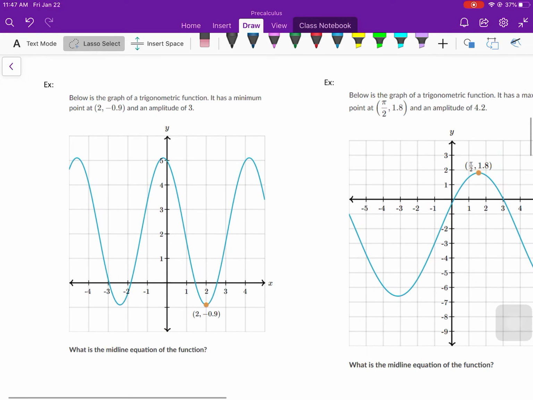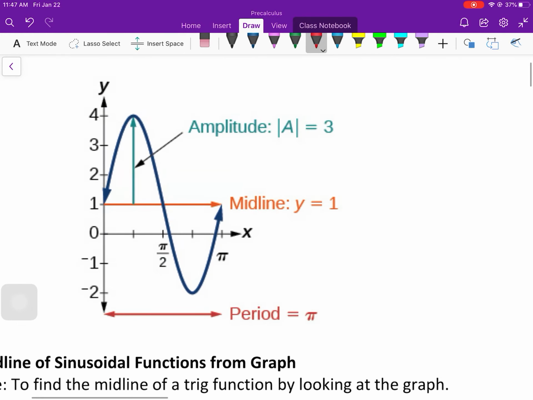Now, they might switch it up. Look at the way that they gave us this one. They're not giving us the top, they're only giving us the bottom. If you look at this example, they're only giving us the top and not the bottom. So what do we do in this situation? Well, let's read it. They're telling you right here that you got an amplitude of 3. Now, what does that mean? What is amplitude? Well, remember, the amplitude is the distance from the midline.